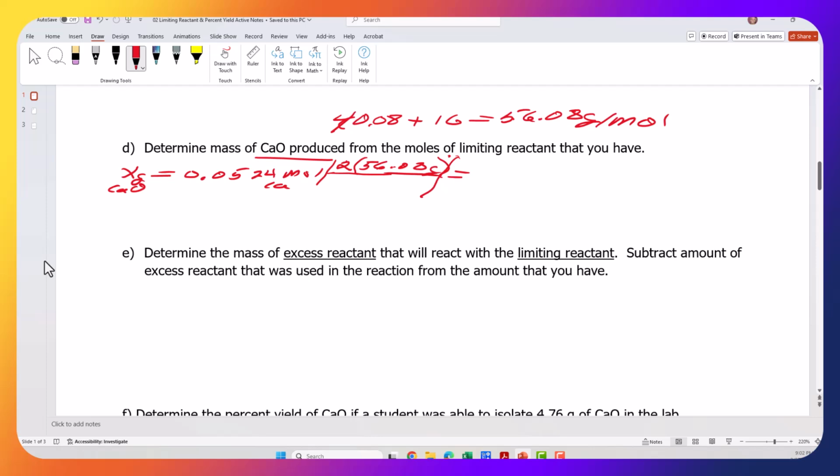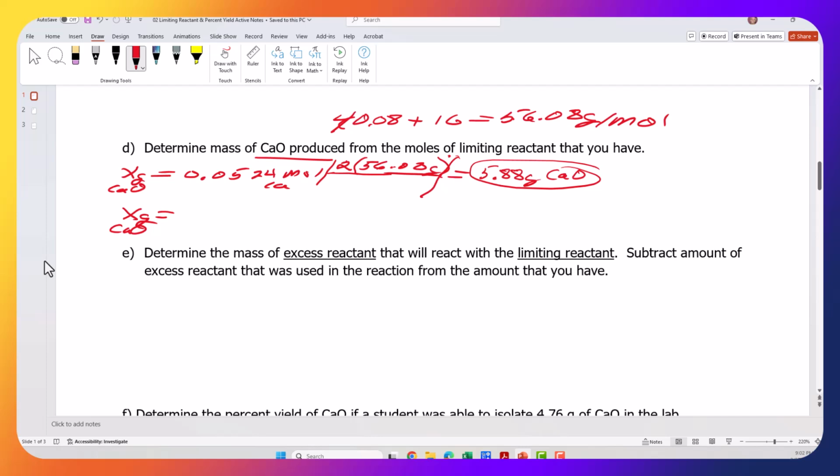And that gives me 5.88 grams. So I've got 5.88 grams of calcium oxide. Now, the gram to gram method, which is a little inefficient, but let me just go ahead and employ that so I can show you that this method up here works.